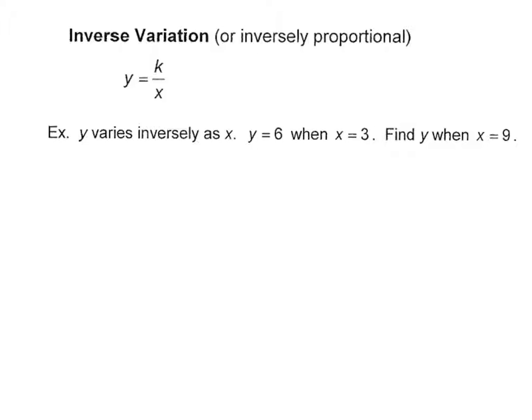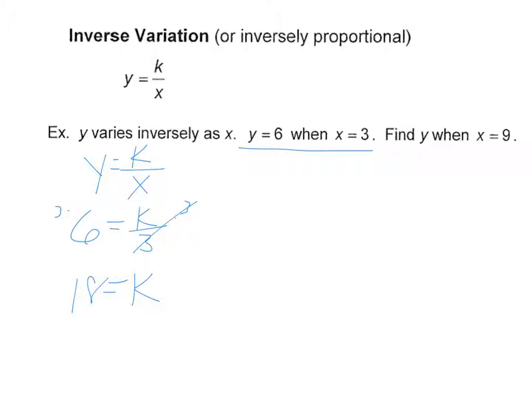We're going to use the same method to solve this example. Y varies inversely as x, so I know I'm using y equals k over x. Then the next part says y equals 6 when x equals 3. So I fill in a 6 for the y, 3 for the x, multiply both sides by 3, and k equals 18. Now my formula becomes, filling in k, y equals 18 over x.